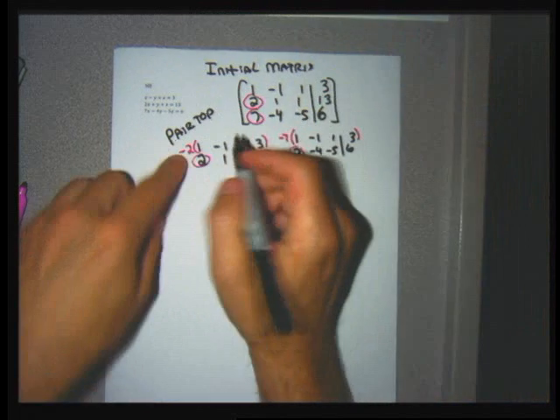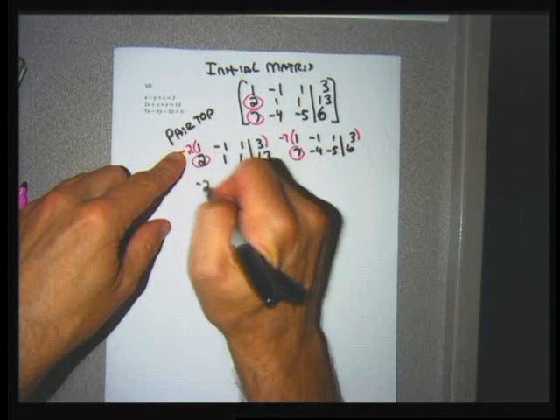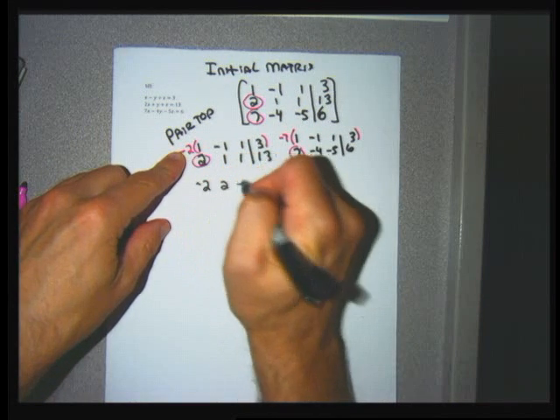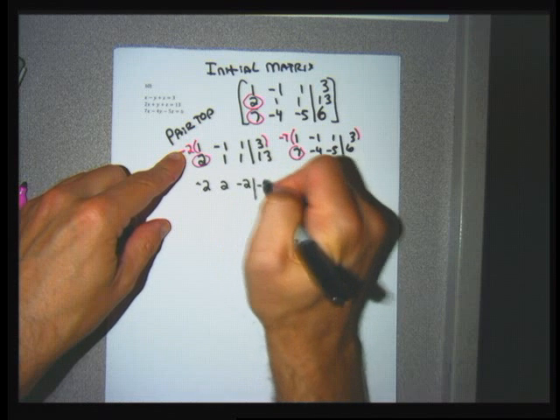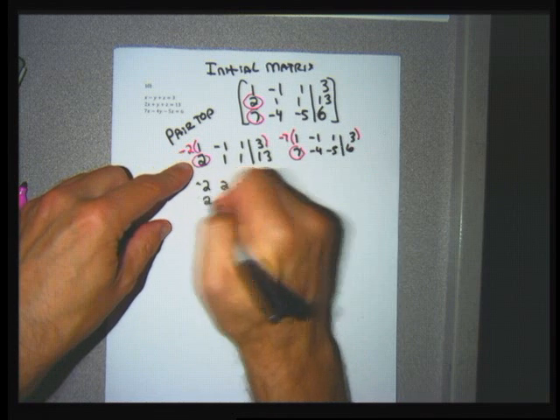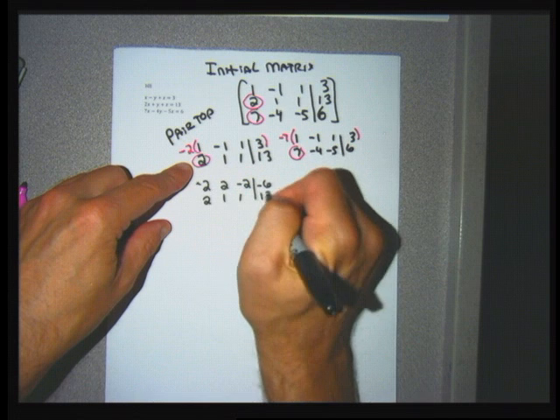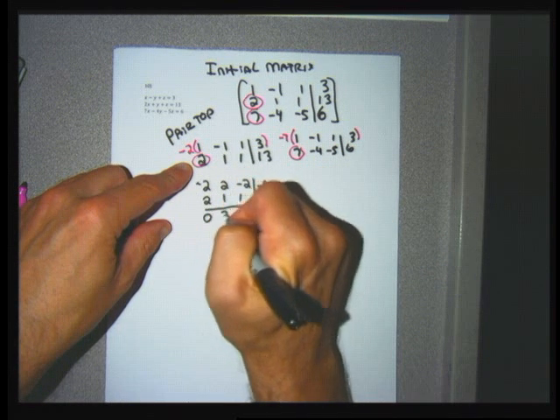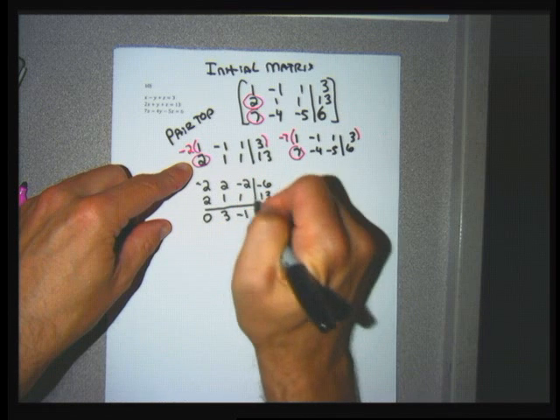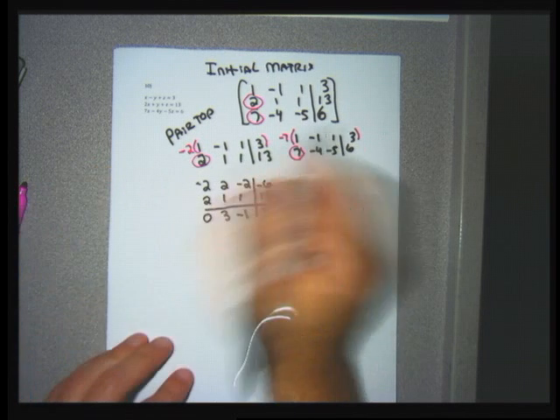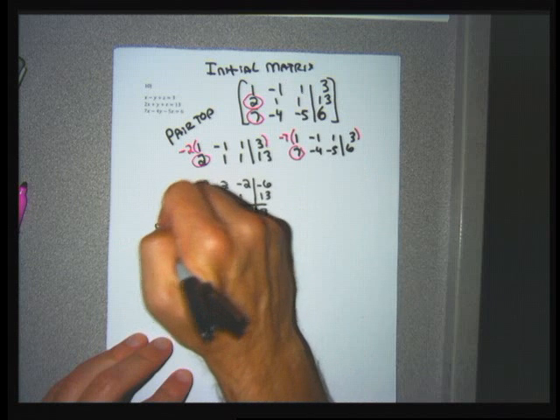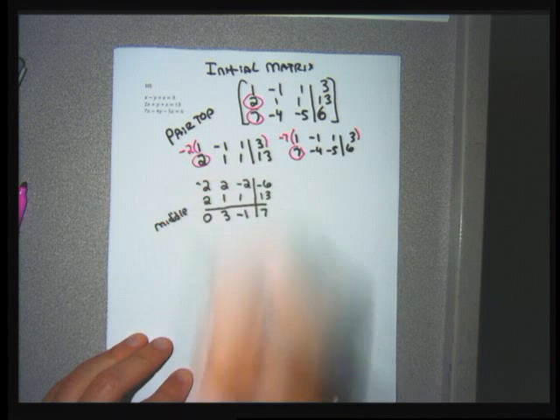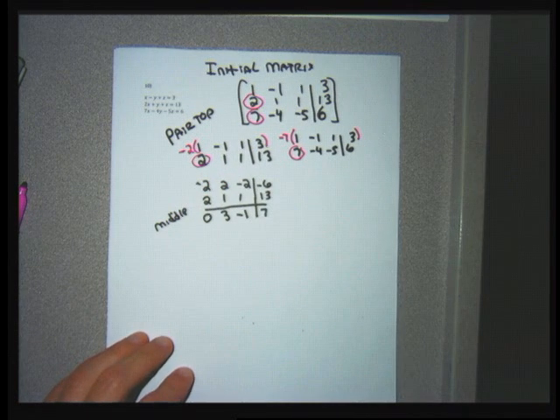So multiplying this by -2, I get -2, +2, -2, -6 on top of 2, 1, 1, 13. Adding those together, I get 0, 3, -1, and 7. That's going to be my new middle, our second row. Use those middle and second interchangeably.